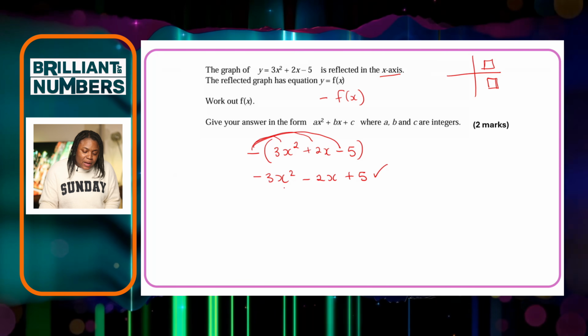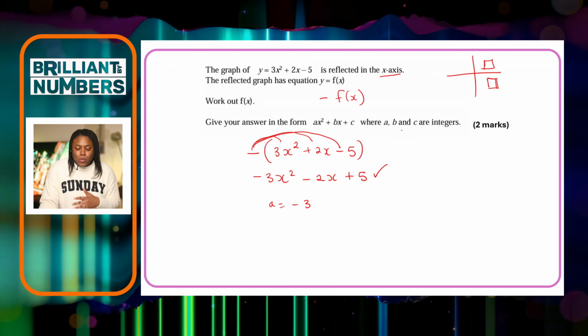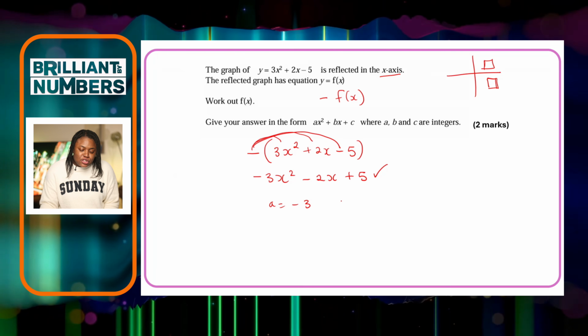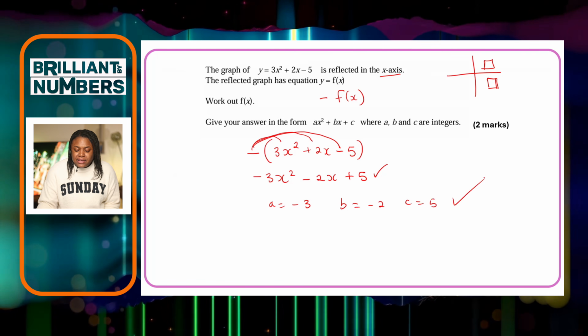So let's identify what A and B are. So A is minus 3. They didn't tell us to do it, but let's just say what A and B are. So A is minus 3, B is minus 2, and C is 5. You can write that, let your examiner know that you know what you're doing.